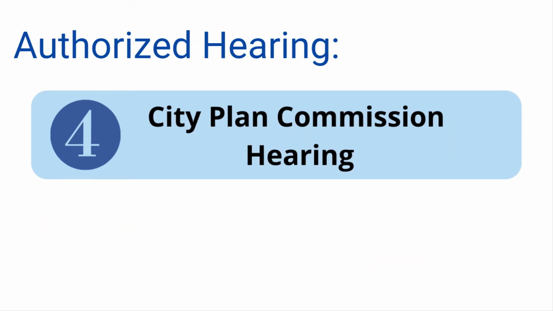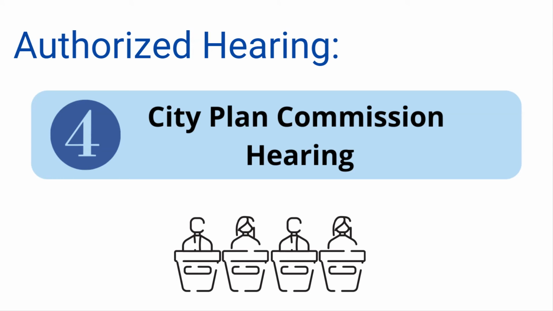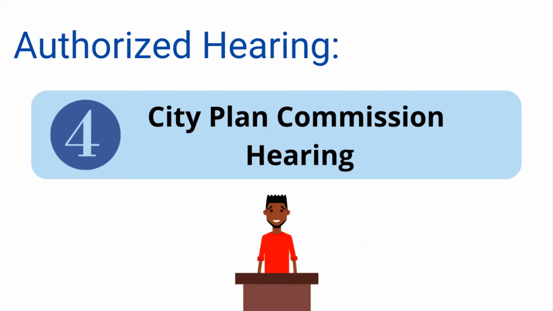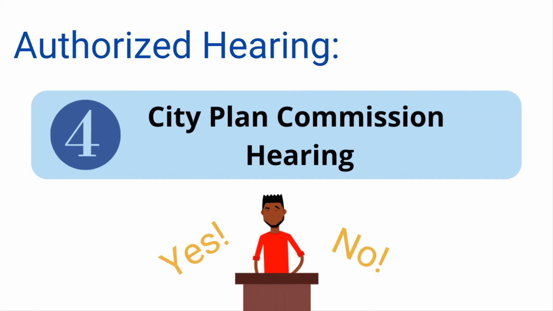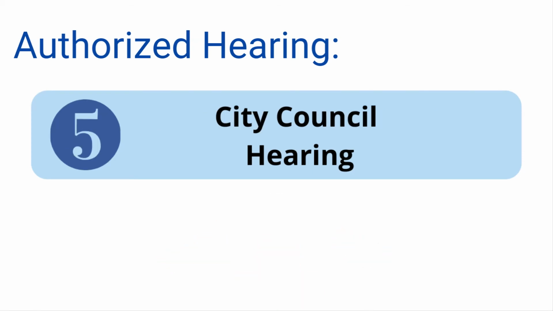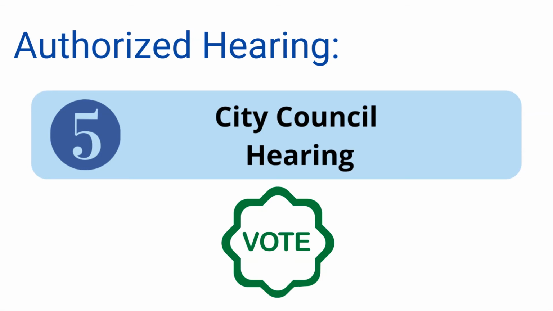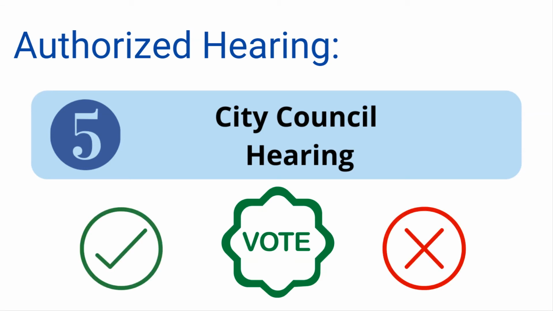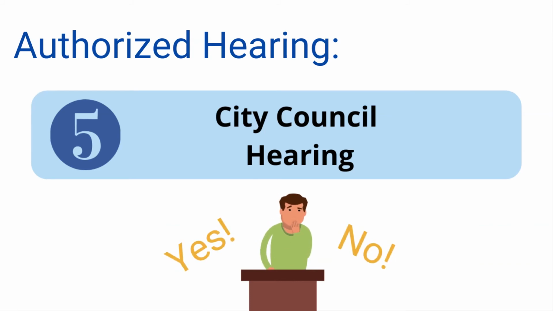Next, there is a City Plan Commission hearing. Members on the commission vote to approve or deny the proposed zoning changes. The public can voice its support or opposition at the hearing. If approved at the City Plan Commission level, the Dallas City Council will cast the final vote to approve or deny the proposed zoning changes. Again, this is an opportunity for the public to voice its opinion.